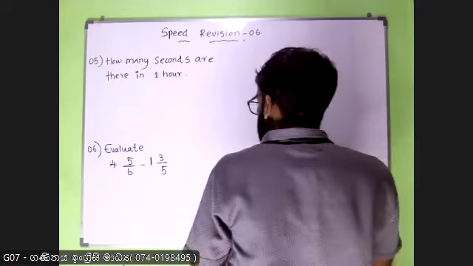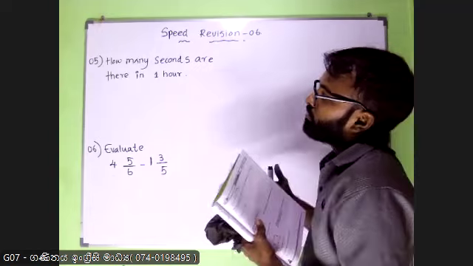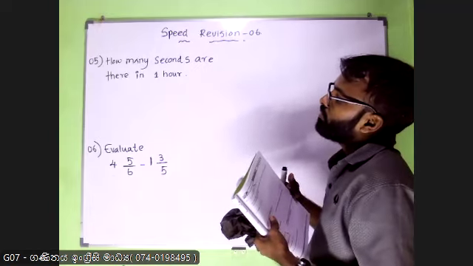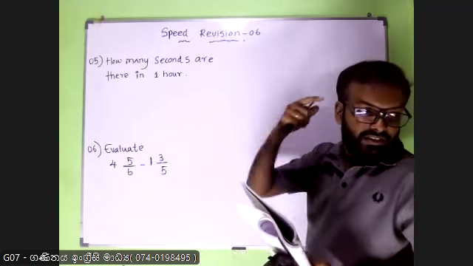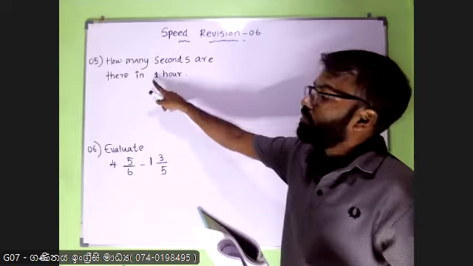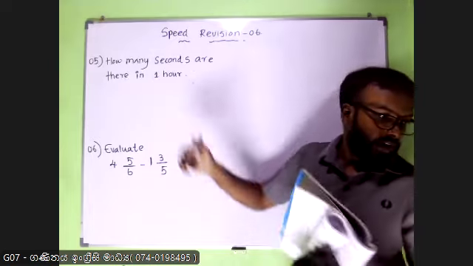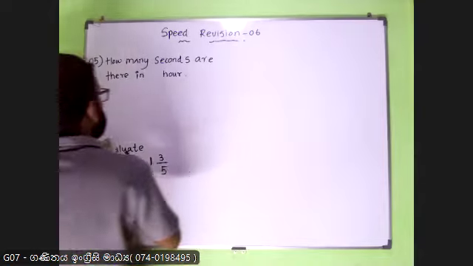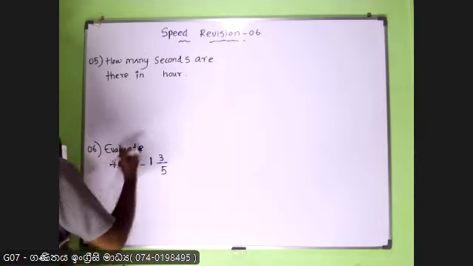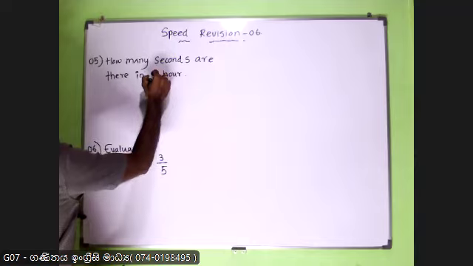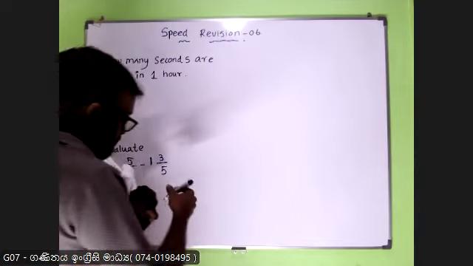So in the fifth question, it says how many seconds are there in how many hours? 1 hour. Guys, can't you see this here? Is the 1 hour small? It looks like an I, sir. 1 hour. Sorry.